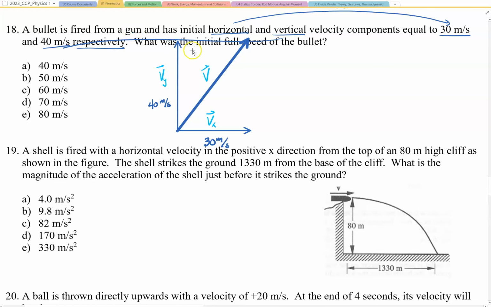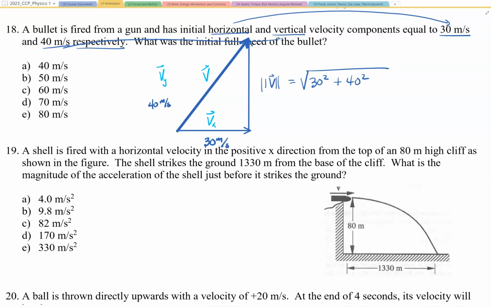And rather than focusing on the formal methods for adding these together, let's just remind ourselves that the sum of two vectors would be the result of the tail to tip orientation of the vectors. This one creates a right triangle, so we can use the Pythagorean equation to solve. The magnitude of the velocity of the bullet is going to be the square root of 30 squared plus 40 squared.